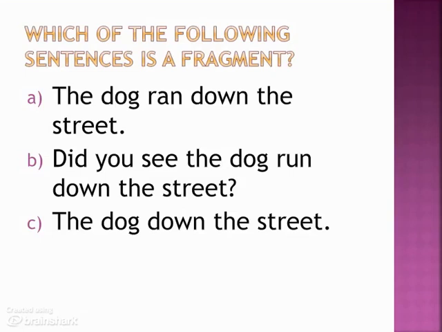Let's check your answers. How many of you think it's A? Raise your hand. How many of you think it's B? How many of you think it's C? If you said C, you are correct. This is a fragment because the dog doesn't have a predicate with it. We don't know what the dog is doing. So if we don't have a predicate, it can't be a complete sentence.